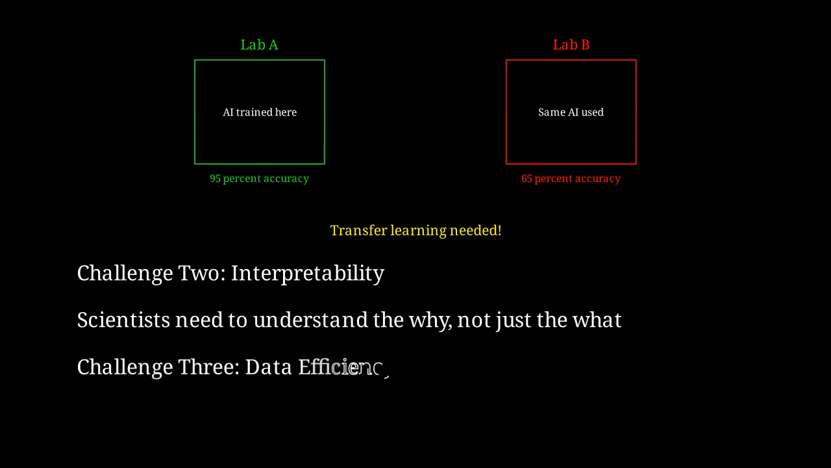Third is data efficiency. Training robust AI models typically requires thousands of examples. But in some microfluidic applications, each experiment is expensive or time-consuming, limiting the available training data. Emerging techniques like few-shot learning and transfer learning can help. They learn from fewer examples by leveraging knowledge from related tasks. This is an active area of research.